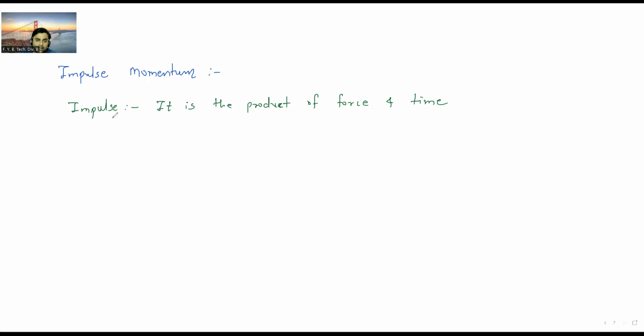Now here there is impulse. What is impulse? Impulse is the product of force and time. Force and time. Okay. So here I can write impulse is equal to force into time, F into T.